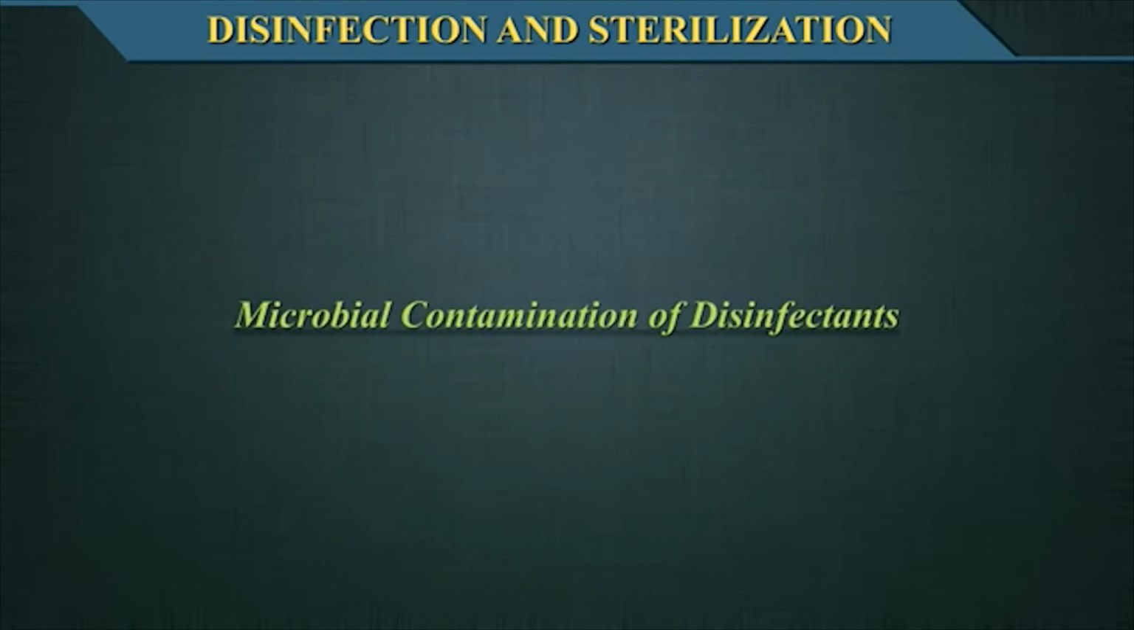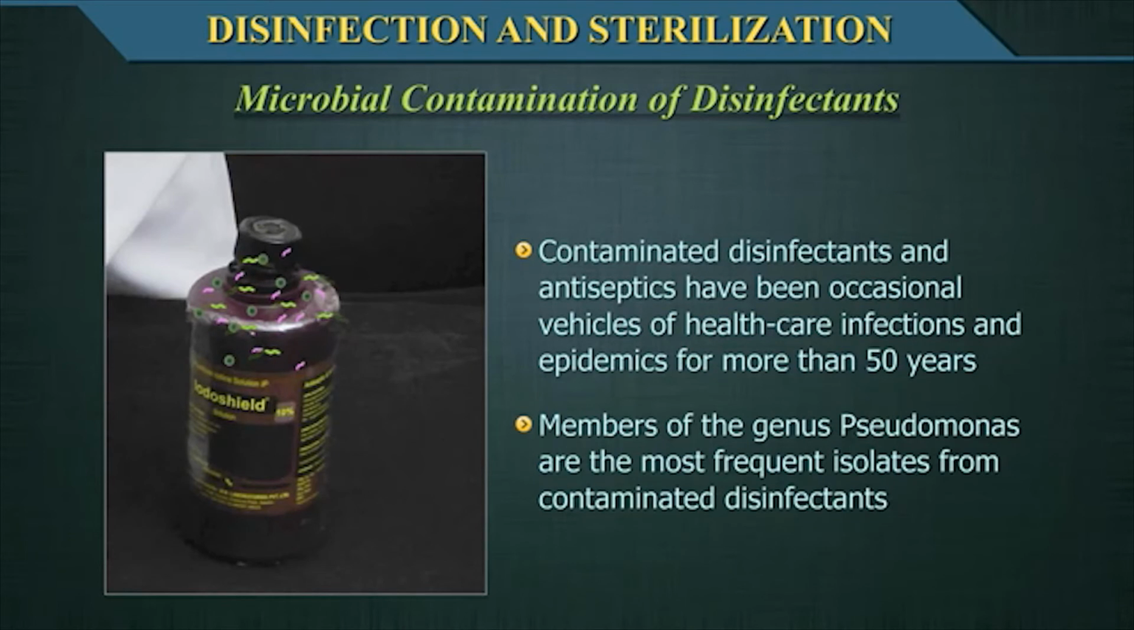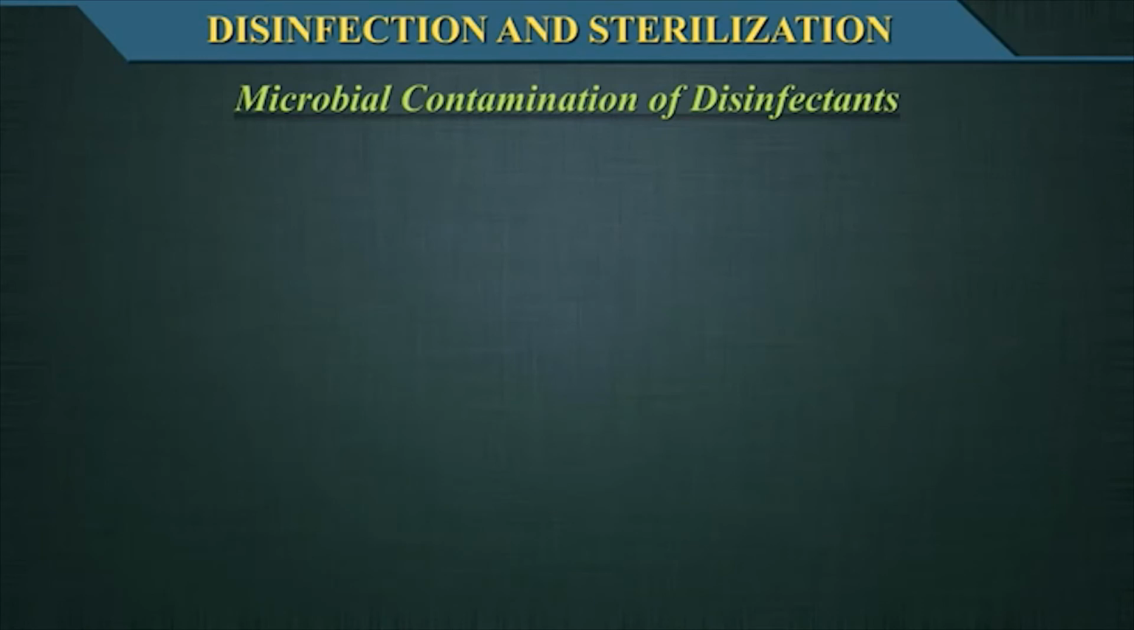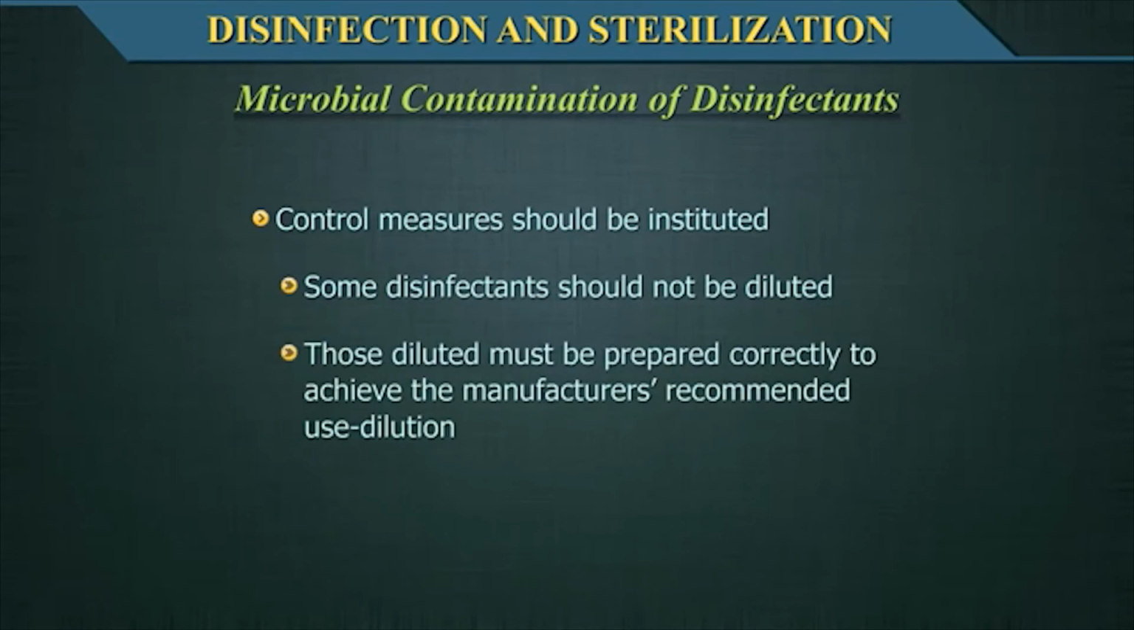Microbial contamination of disinfectants. Contaminated disinfectants and antiseptics have been occasional vehicles of healthcare infections and epidemics for more than 50 years. Members of the genus Pseudomonas are the most frequent isolates from contaminated disinfectants, recovered from 80% of contaminated products. The following control measures should be instituted. Some disinfectants should not be diluted. Those that are diluted must be prepared correctly to achieve the manufacturer's recommended use dilution.